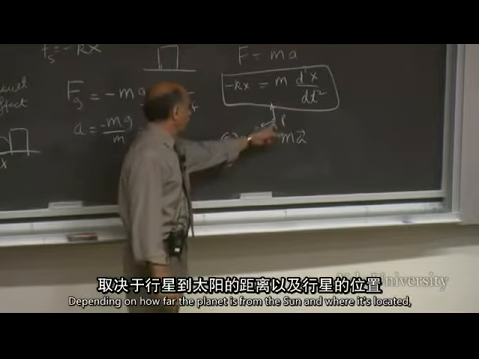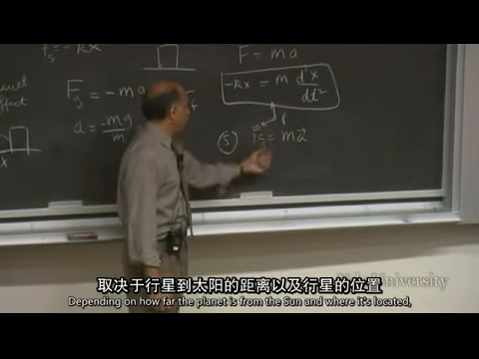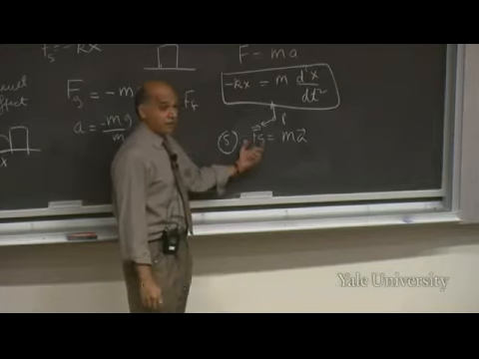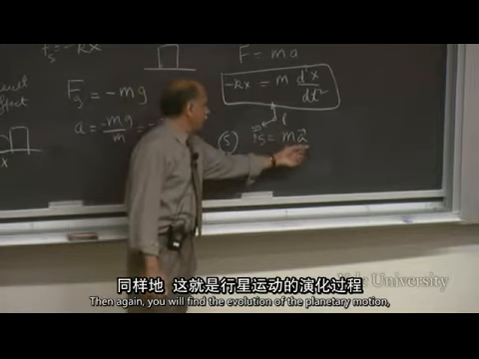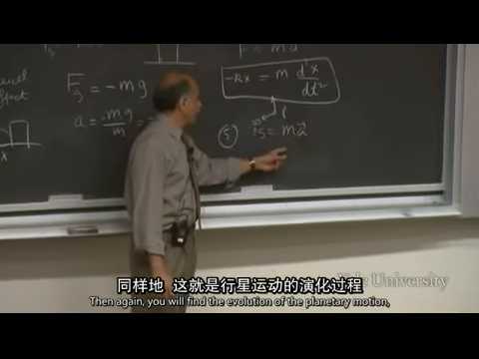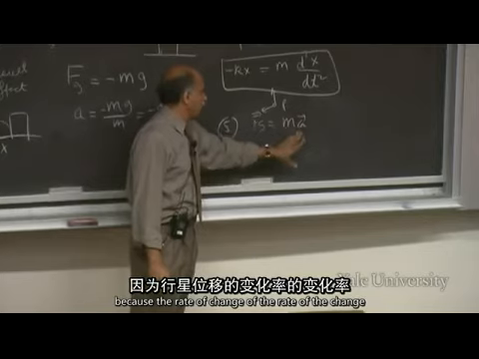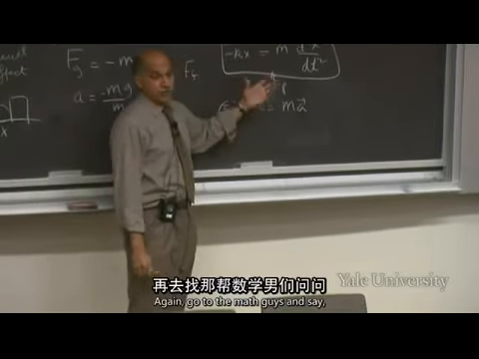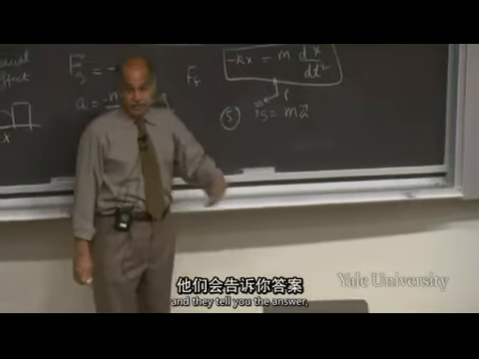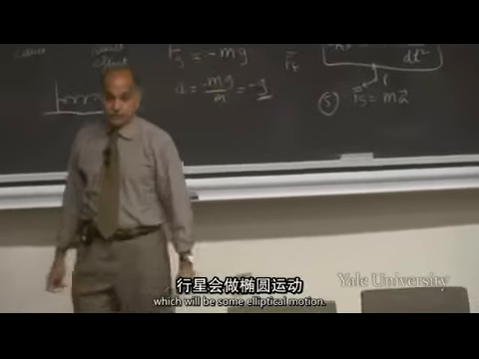So depending on how far the planet is from the sun and where it's located, you will get the left-hand side. That's another law, the law of universal gravitation. Then again, you will find the evolution of the planetary motion, because the rate of change of the rate of change of position is connected to the position. Then you again go to the math guys and say, what's the answer to that? And they tell you the answer, which will be some elliptical motion.